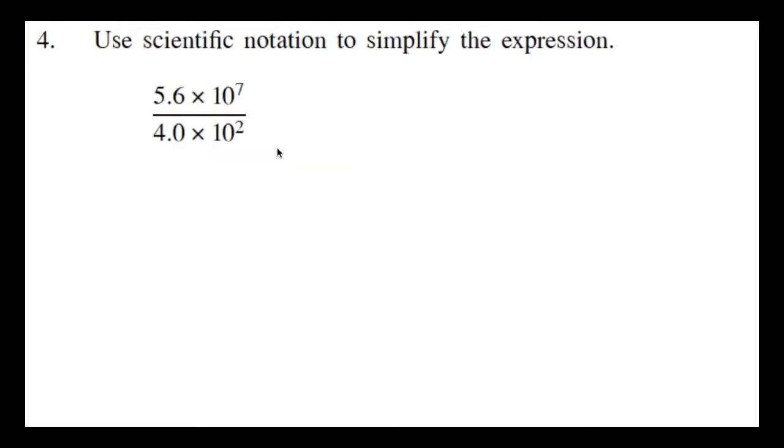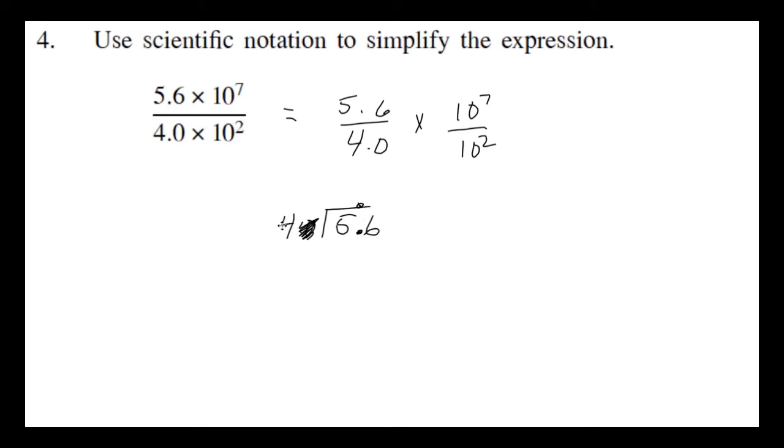Use scientific notation to simplify the expression. When we multiply or divide numbers in scientific notation form, we do the numbers with the numbers. So it's going to be 5.6 divided by 4.0, and then the 10 to the 7th divided by 10 squared. So 5.6 divided by 4.0. We don't need the 0.0, so I'm going to bring this decimal up. 4 goes into there once. That's 4. Bring down the 6. 4 goes into 16 4 times evenly.